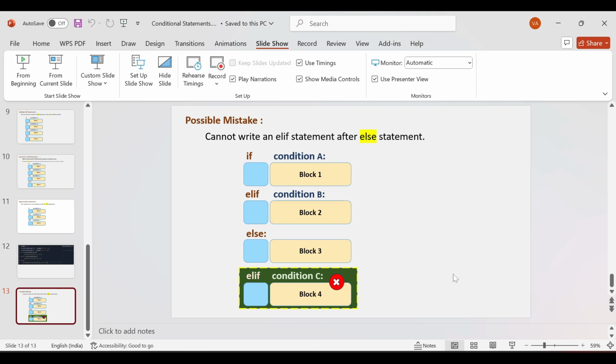That's it, guys. This is the concept of else if as well as nested if. This is the theory. In the next video we will see a lot more problems.